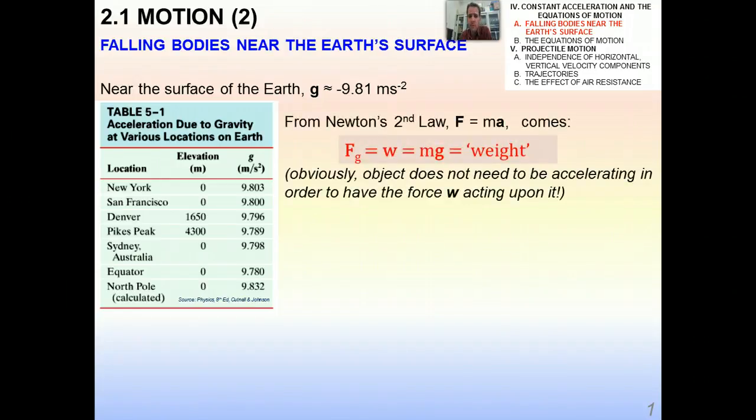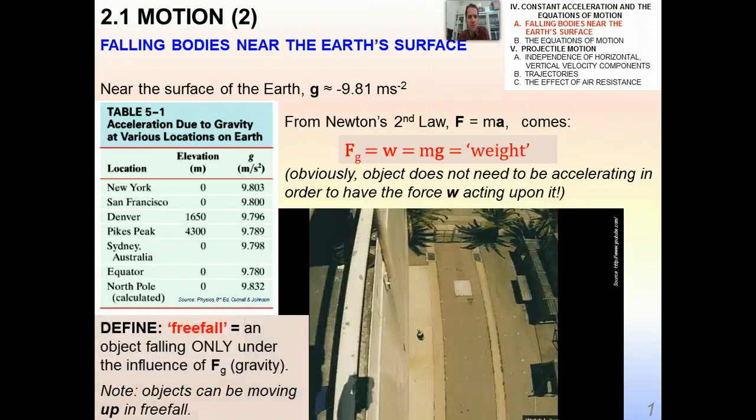Now, remember from Newton's second law, F equals ma, that we came up with the equation W equals mg, which is weight. And I just want to point out, an object doesn't need to be accelerating or moving at all in order to have the force weight acting upon it. There's always a weight to every object near the surface of the Earth.